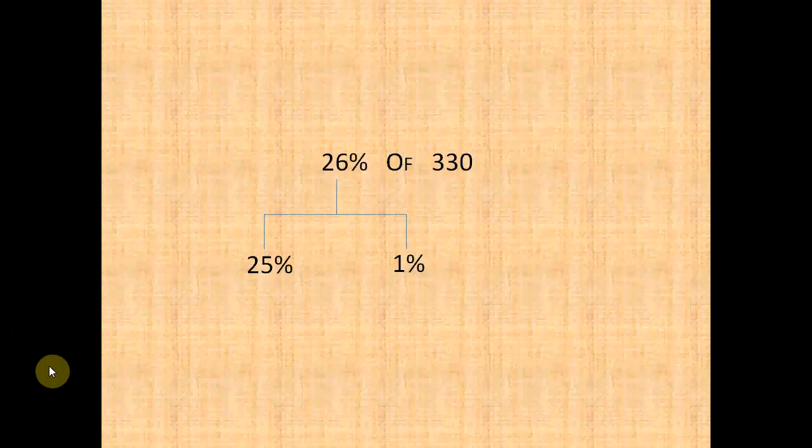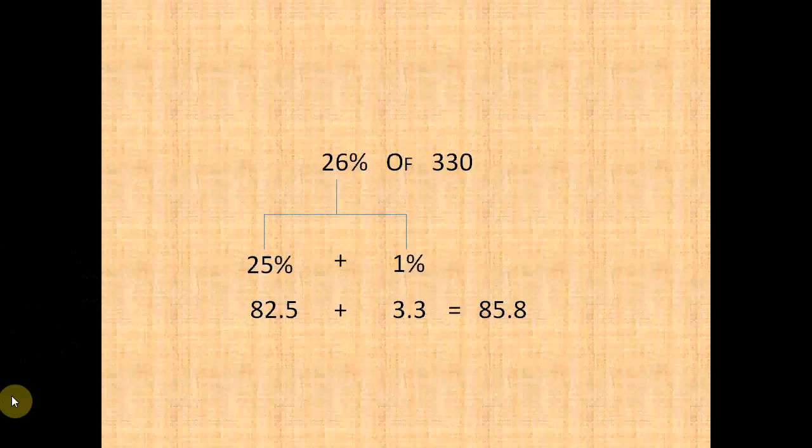Now, 25%, which is 1/4 of 330, will be 82.5, because if I divide this number by 4, halving it gives 165, and dividing 165 by 2 gives me 82.5. 1% is very easily observable as 3.3. Adding 82.5 and 3.3, I get my 26% as 85.8. So that is it. Isn't that cool?